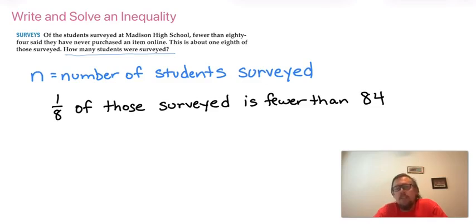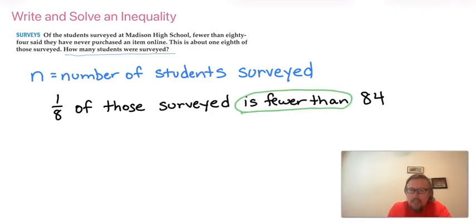And the reason I know it's an inequality is not only because the title of these notes is writing and solving an inequality, but also because of the phrase "is fewer than," which looks like this. We sometimes call it less than; is fewer than, same thing. Boy, my math colleagues would get mad at me if I said less than and fewer than meant the same thing. Some people are really strict about it being fewer than, not less than, but whatever.